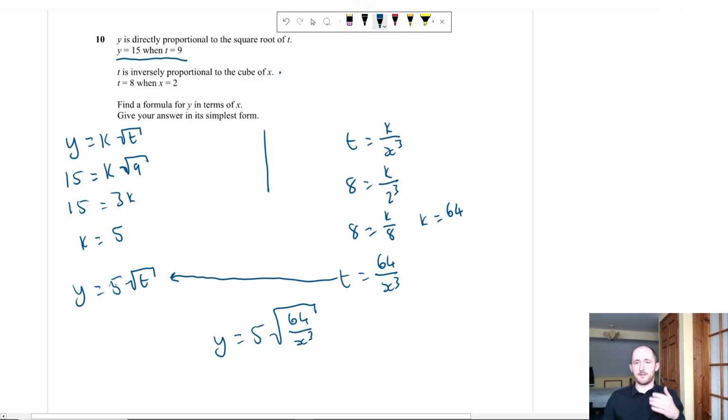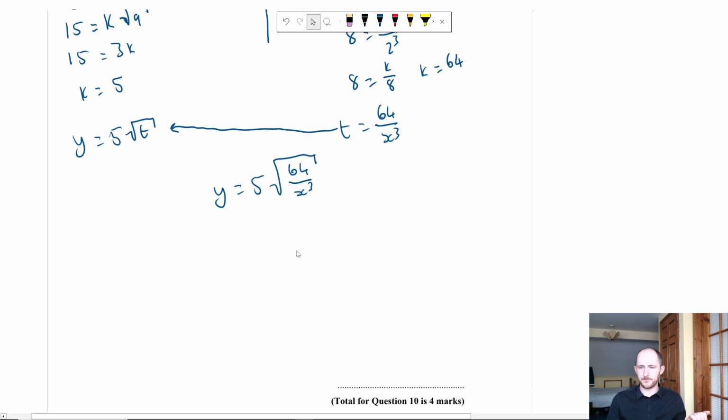So when you have these kind of two formula questions where they give you two different proportionalities and you need to find one equation, all you want to do is find the equation for the first set, find the equation for the second set, and then you can just substitute it in. Simple as. Okay?